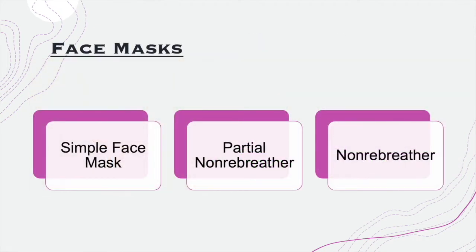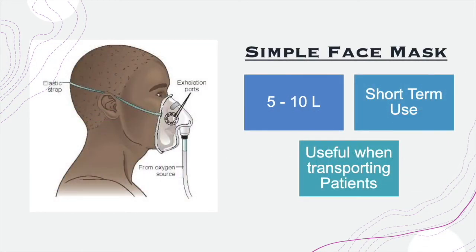Now, here are our face masks, and there are three to discuss. First is the simple face mask, then partial non-rebreather, and then a full non-rebreather face mask. So simple face masks, these are simple. They provide 5 to 10 liters of oxygen and are used for short-term oxygenation therapy. Also, they are very handy when transporting patients.